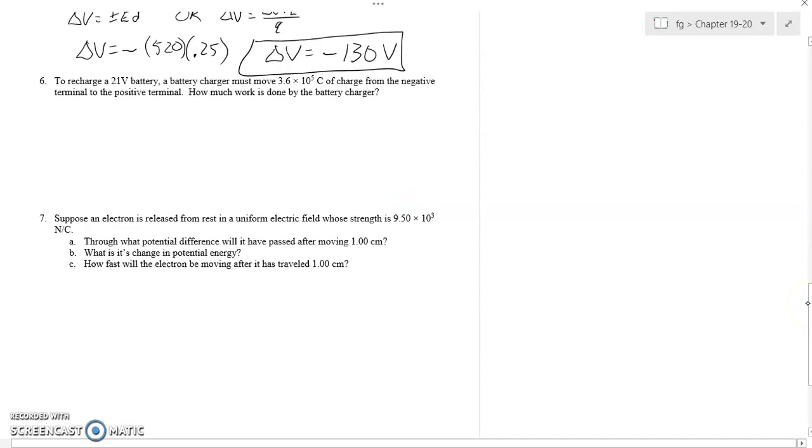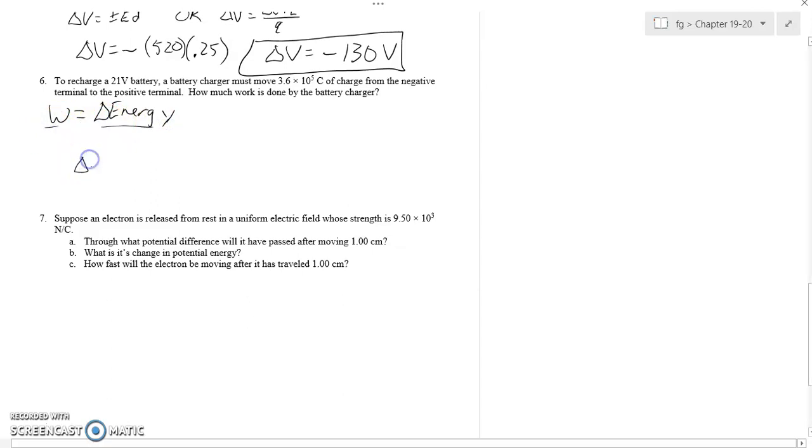Alright, number 6. We recharged a battery. We're moving some charge here. How much work is done? Okay, well, work, if you recall, is the change in energy. Okay, and in this case specifically electric potential energy. So if we solve for that change in energy, we know that's going to equal the work.